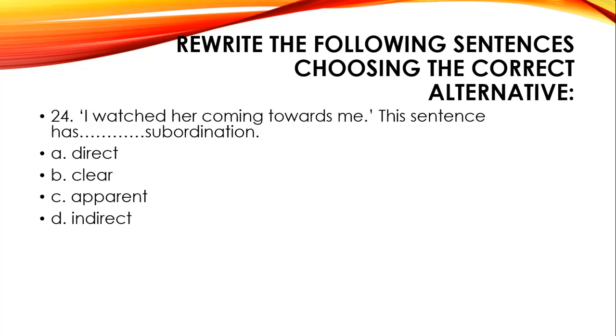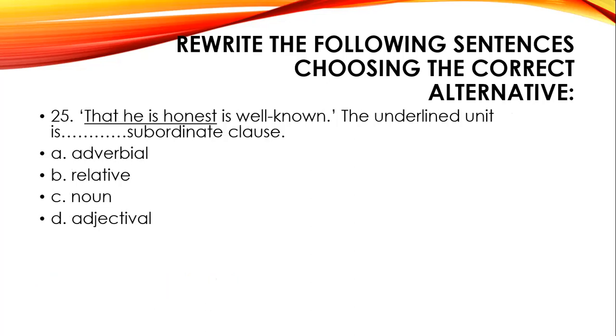I watched her coming towards me. This sentence has dash dash subordination. Option A, direct. Option B, clear. Option C, apparent. Option D, indirect. And the correct answer is option D, indirect. I watched her coming towards me. This sentence has indirect subordination.